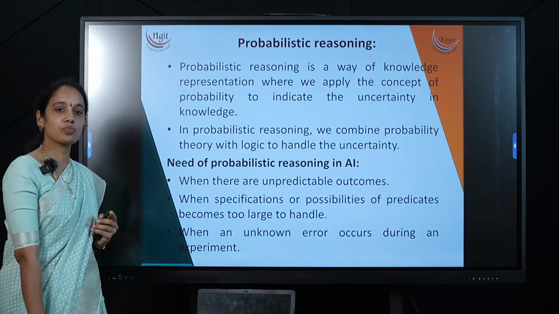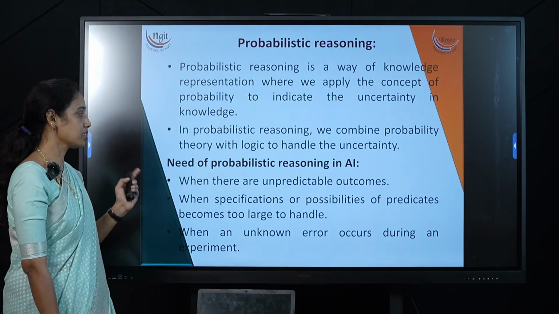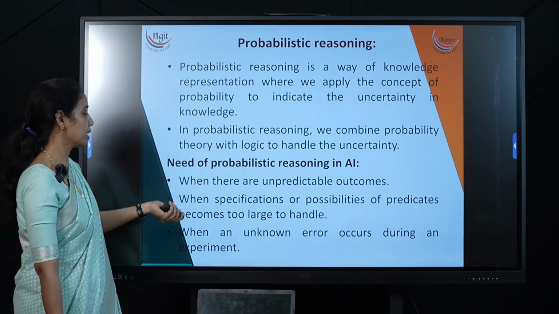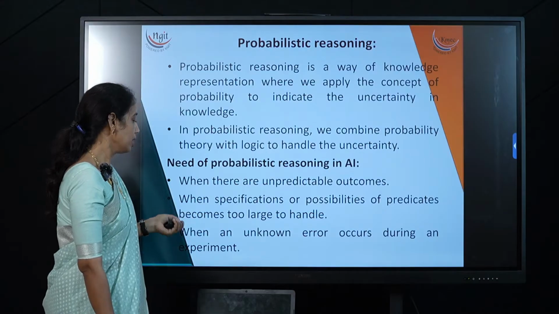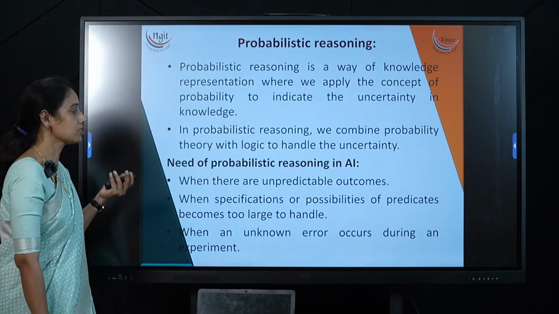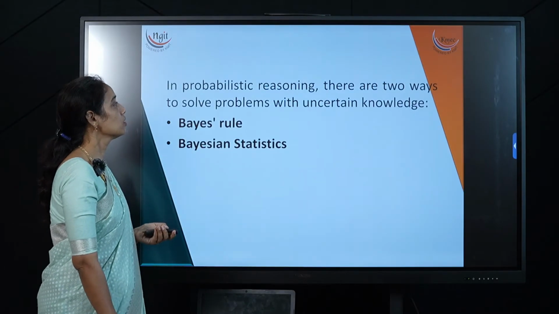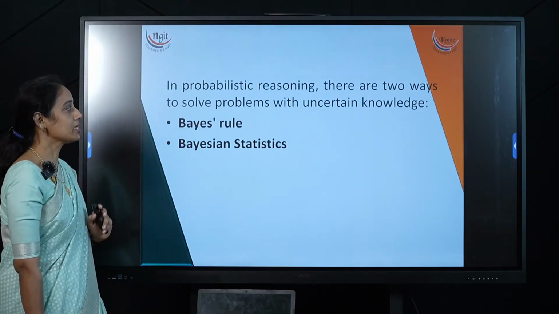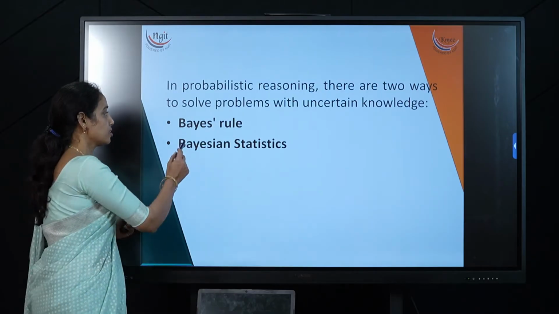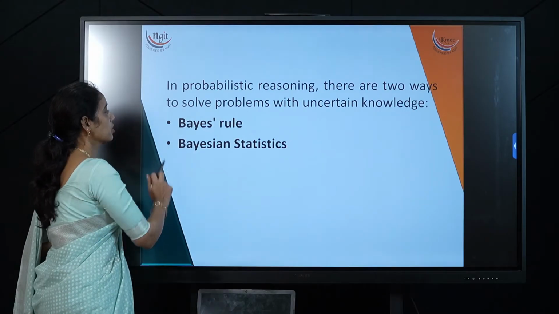What is the need for probabilistic reasoning in AI? One reason is when there are unpredictable outcomes, when the specifications or possibilities of predicates become too large to handle, and when an unknown error occurs during an experiment. These are some of the reasons we need probabilistic reasoning in artificial intelligence. In probabilistic reasoning, there are two ways to solve problems with uncertain knowledge: one is the Bayes rule and the second is Bayesian statistics. In this session, I am going to cover the Bayes rule.